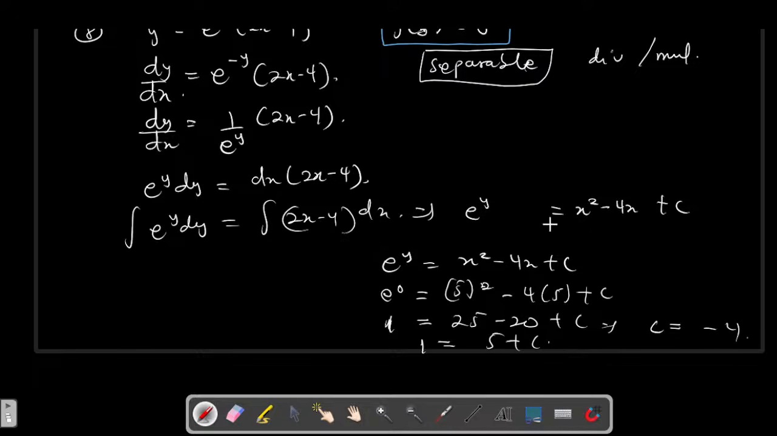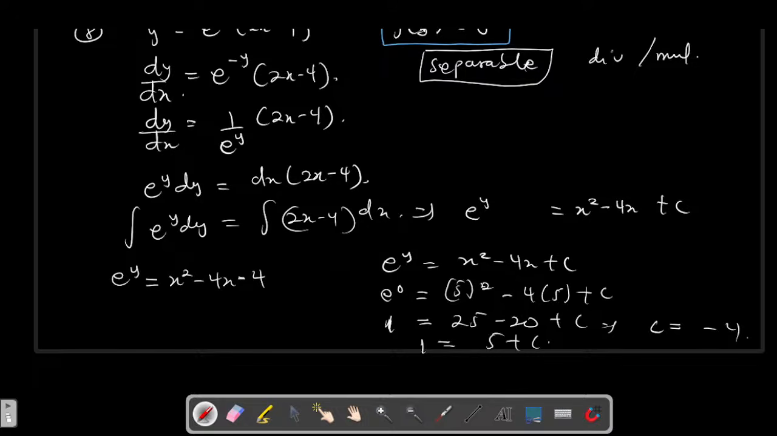Once I get negative 4, I'll come back to my equation and change it. So now my answer becomes e to the power y is equal to x squared minus 4x minus 4. Okay, so this is what I have now. The next thing to do is I need to make y the subject. I've been asked to find y. How do I find y from this expression? You can find y simply by removing this e.